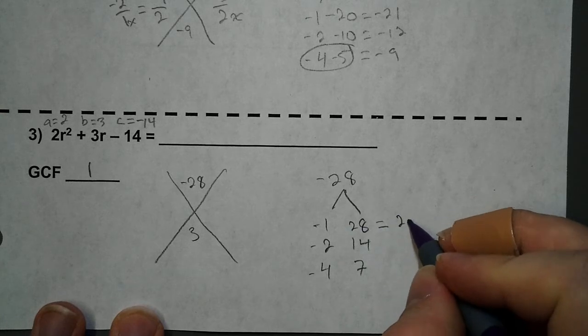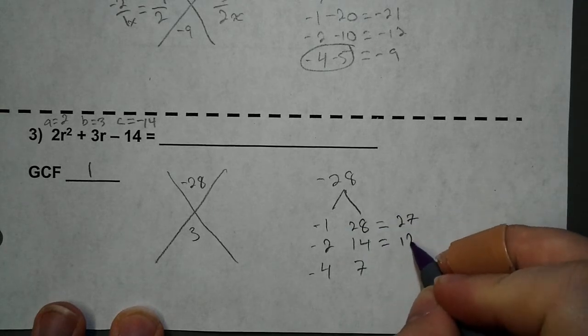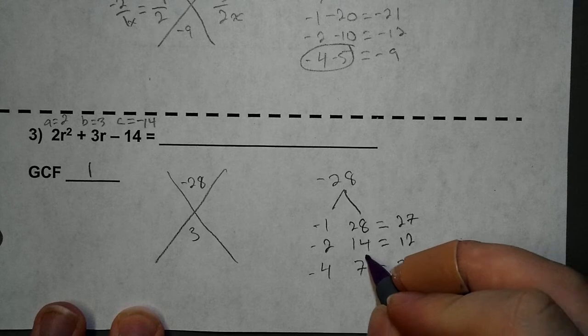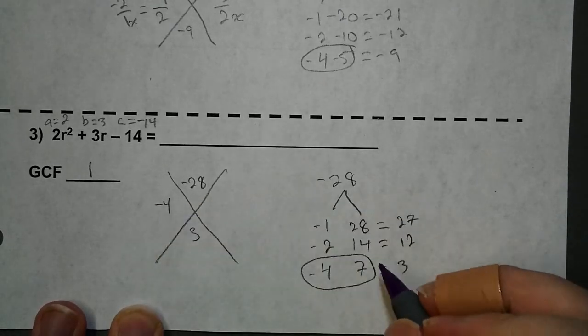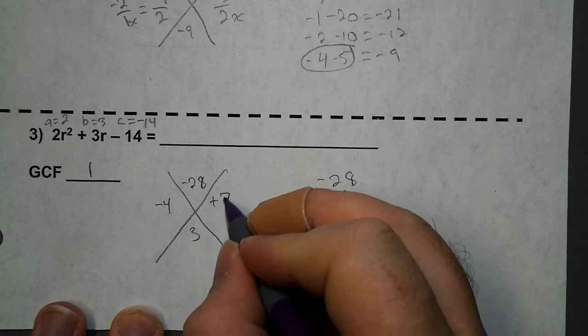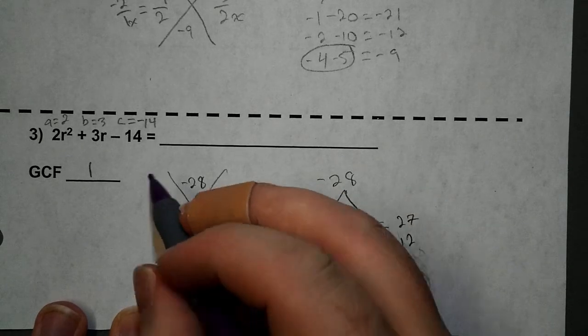That's going to be +27. This is going to be +12. This is going to be +3. So those are the factors I need. So I've got -4 here, +7 here. Now, put them both over our a value, which is 2.